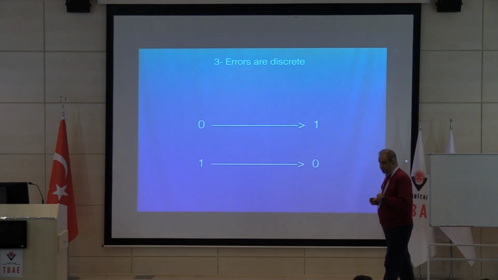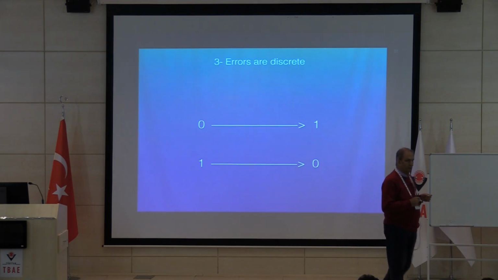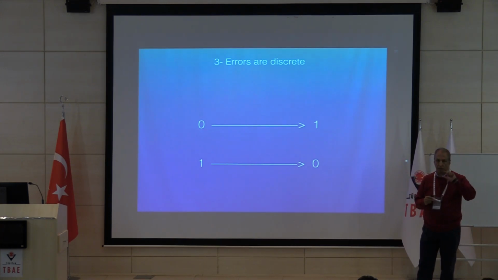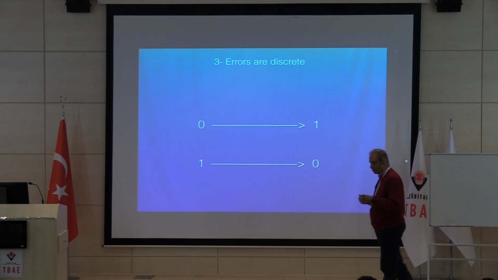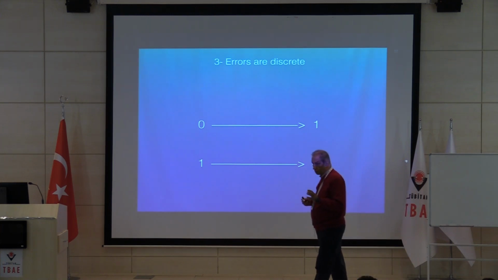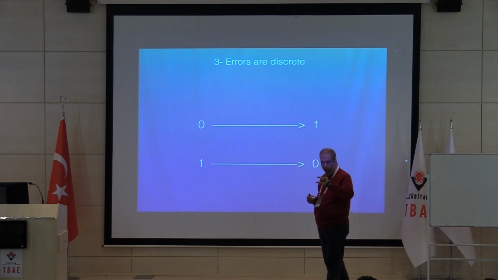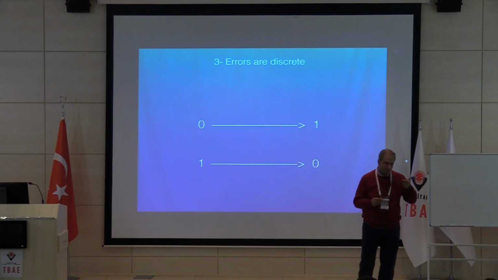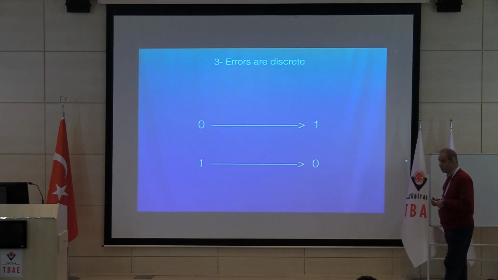And then the third property: classical errors are discrete. The error means that 0 becomes 1, and 1 becomes 0. This is the classical error. There is no other error. 0 doesn't become 0.95. The error means that 0 becomes 1, and 1 becomes 0. This is the third good property.